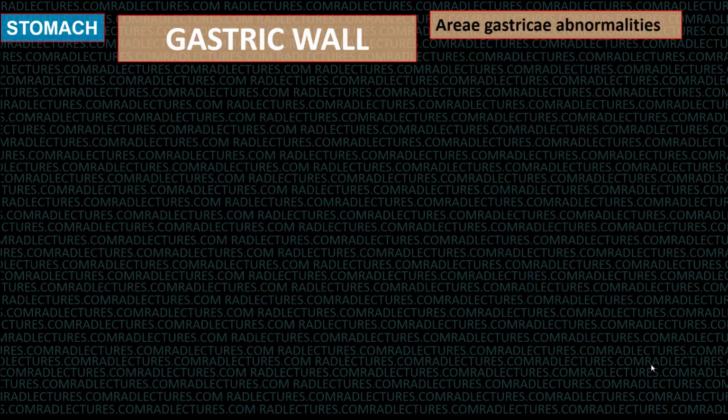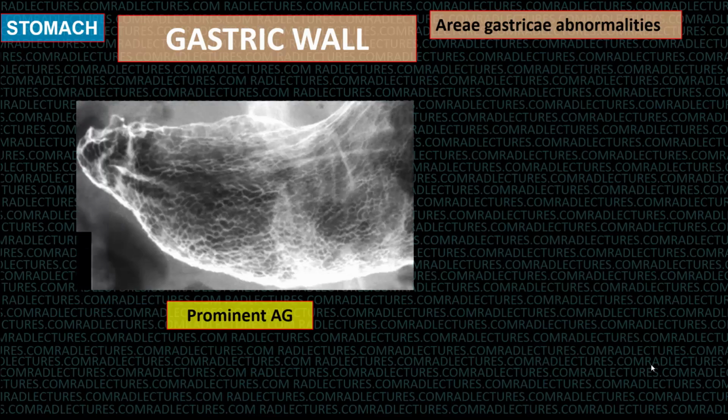Okay. So next is the abnormalities of the area gastricae. And the main abnormality of area gastricae is when they become prominent. How do we know that these area gastricae, for example, here are prominent? Because the area gastricae in the region of the antrum are much larger than those in the region of the body in this case. Normally, body area gastricae are larger than the antrum, and you shouldn't see very many in there anyway.